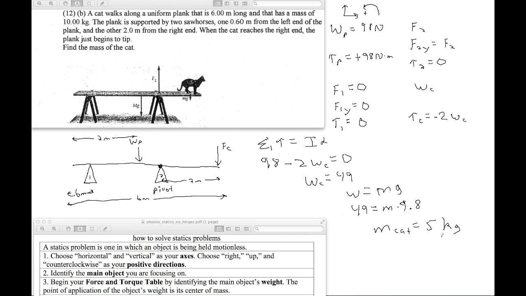So what's the answer to the question? It wants the mass of the cat. So the mass of the cat is 5 kilograms. Okay. All right, so let's see here.